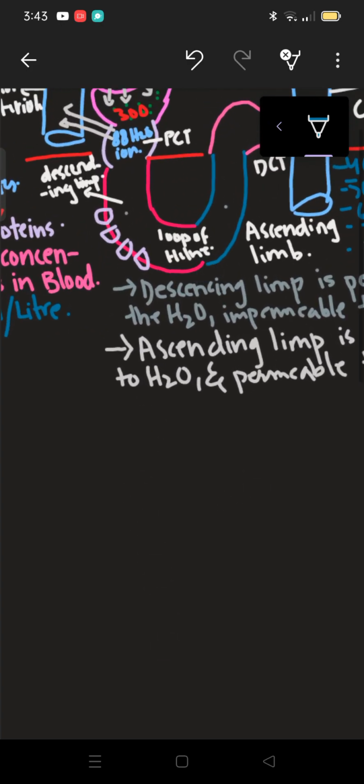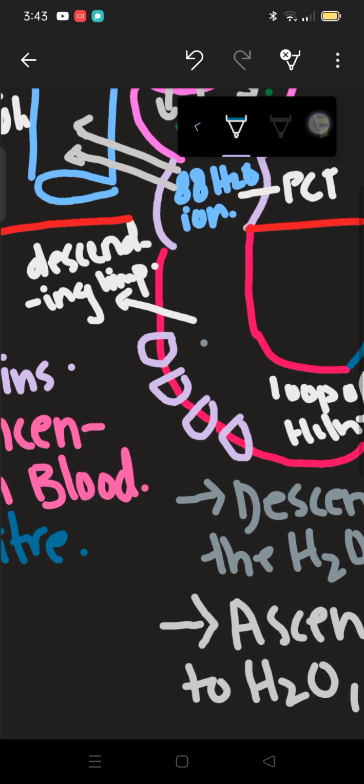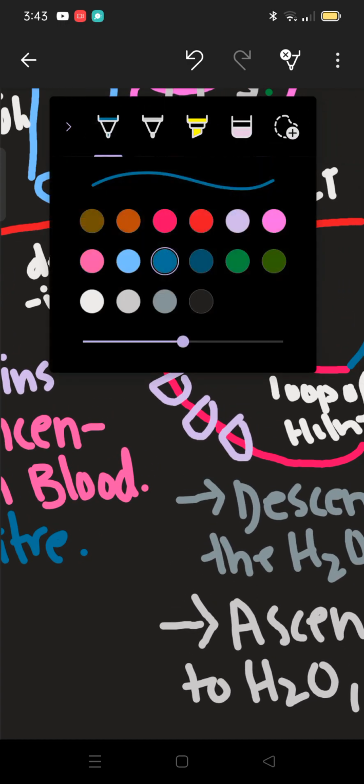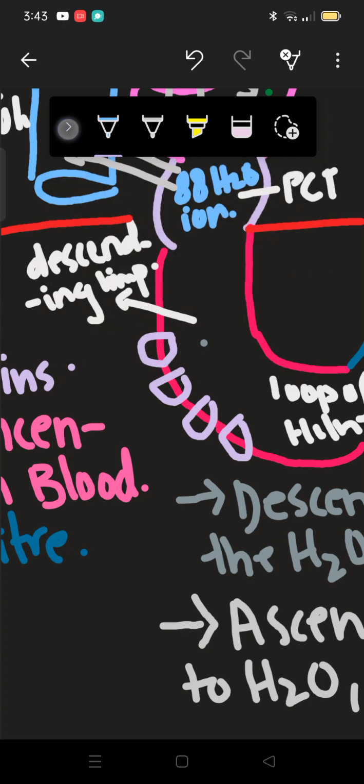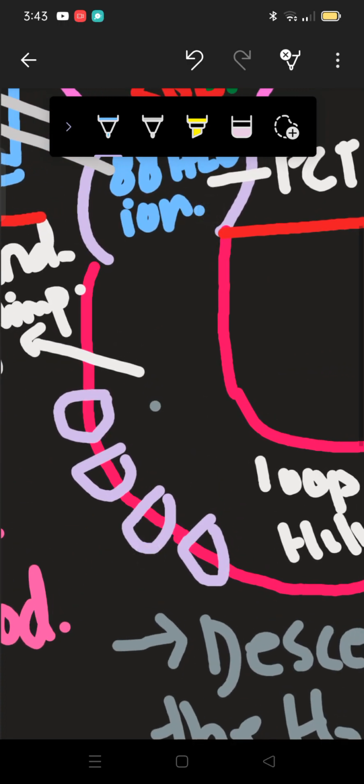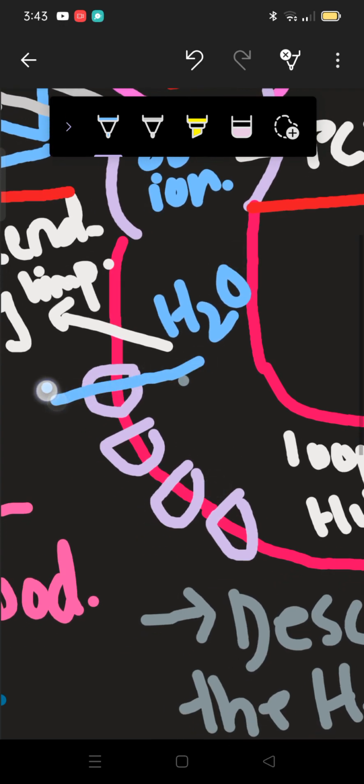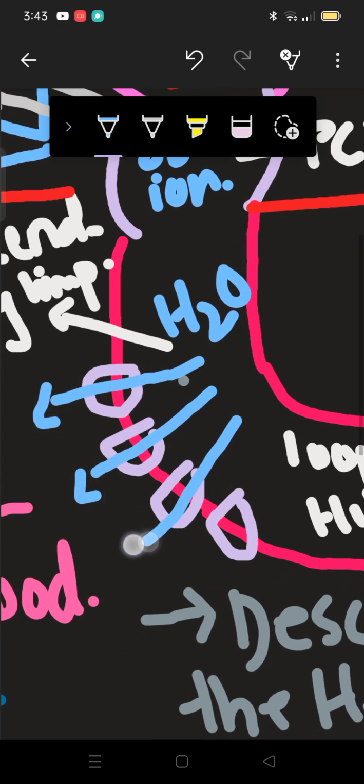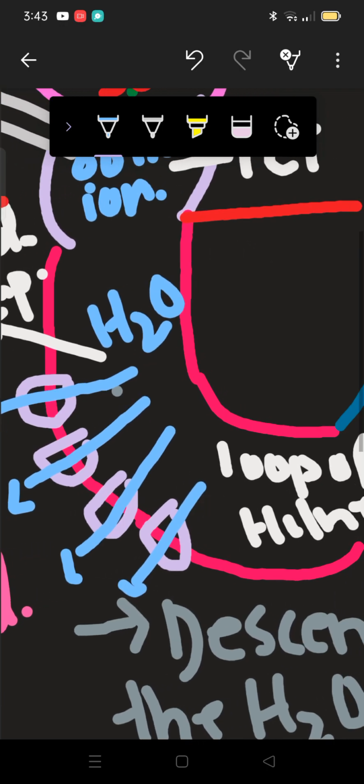So in the loop of Henle, water would go out. As it is permeable to the water only, the water would go out of this. So here the ion concentration would be high then.